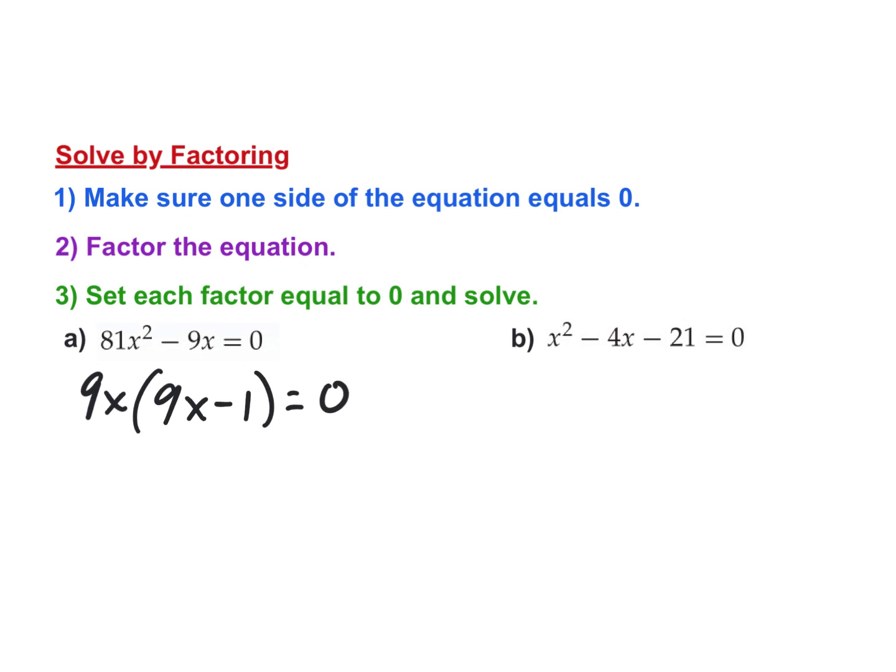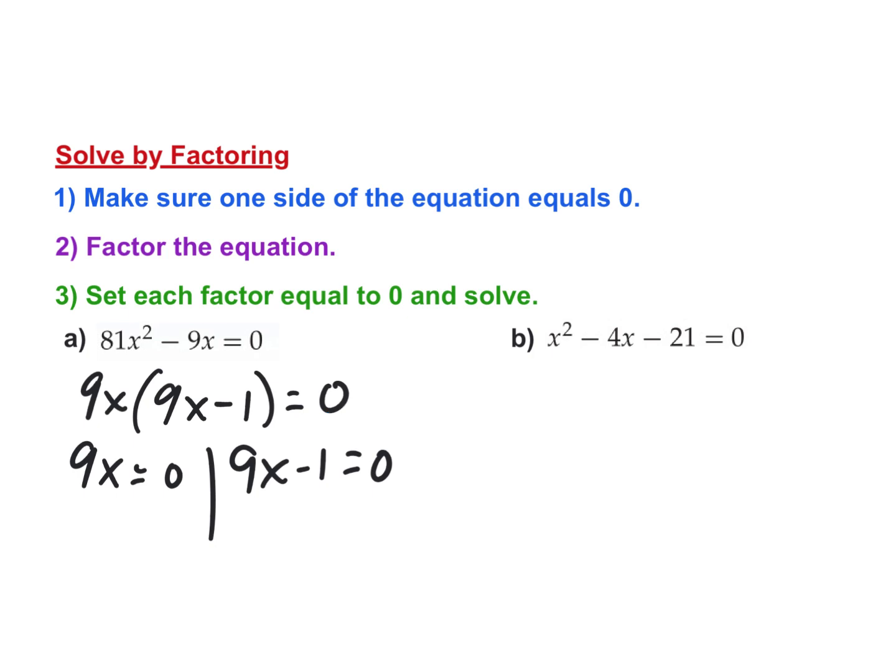We have to solve. So what are my two factors here? What's the first factor? 9x. What's the second factor? 9x minus 1. So my next move is to set each of those equal to 0 and solve them. And a lot of you stopped here thinking you were done. We hadn't solved anything yet.